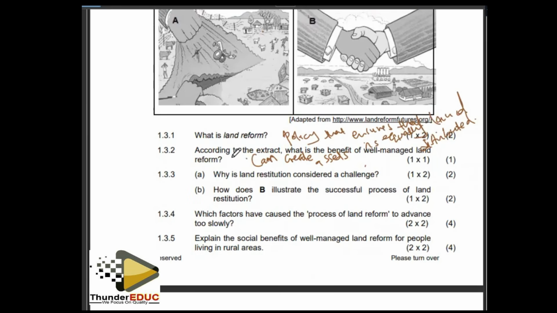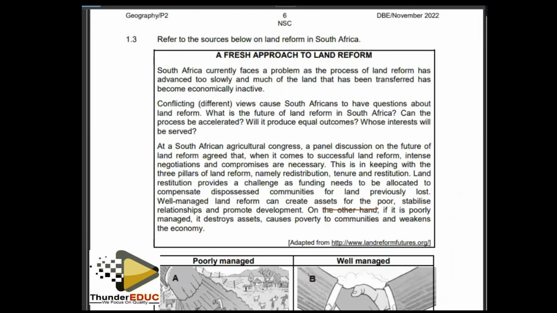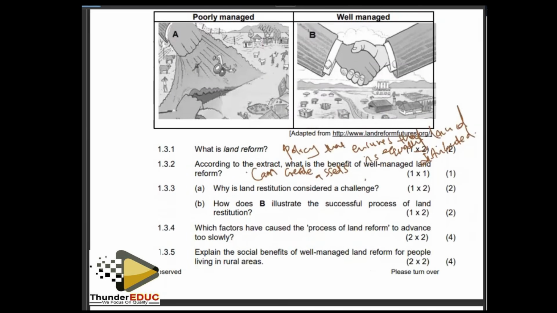Okay, let's go to another question. Another question says, why is land restitution considered a challenge? Why is it a challenge? First of all, when you read the extract, it shows you why it is a challenge. Somewhere there they say that you need to allocate a certain amount of money. There is also money that you're supposed to arrange to ensure that you pay those people that were dispossessed. Or money that you're supposed to put aside for legal arrangements needed to conclude everything. So the answers are also coming from the source. But when you read and try to understand, then you can answer.